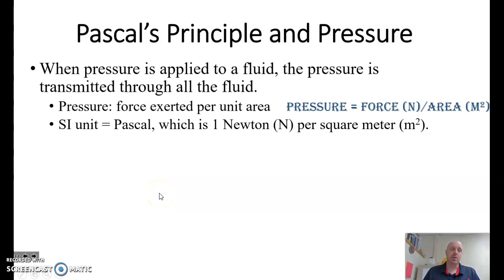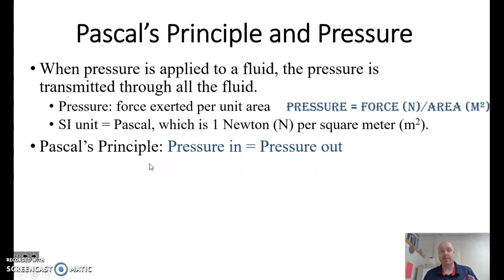And the SI unit is a Pascal, which is 1 Newton per square meter. So when we talk about pressure, we talk about pascals in the metric system. In the standard system, we talk about PSI, or pounds per square inch. Okay?